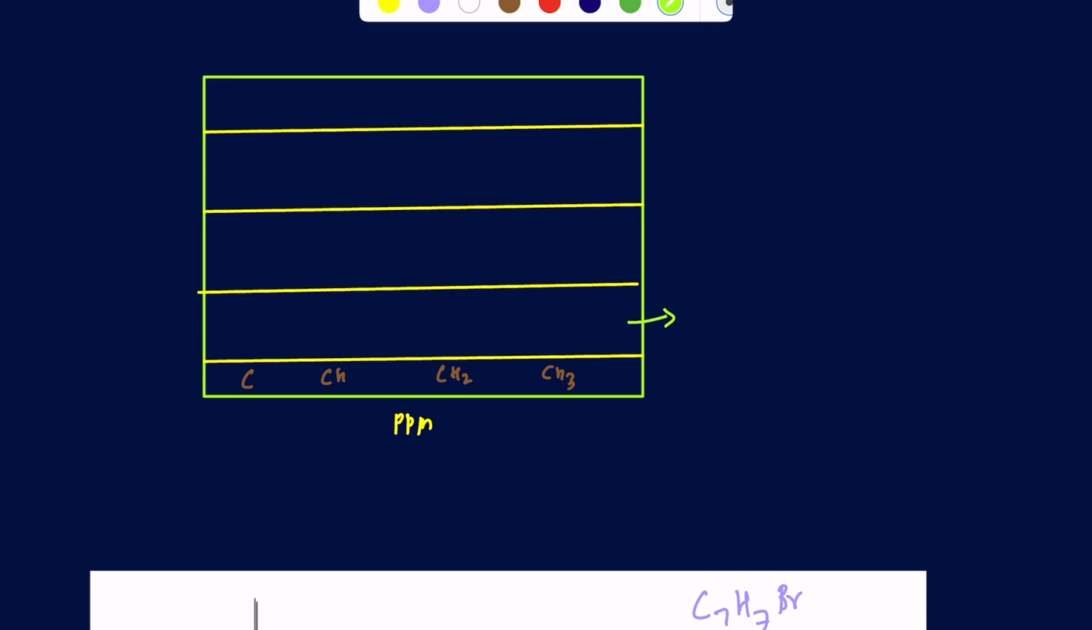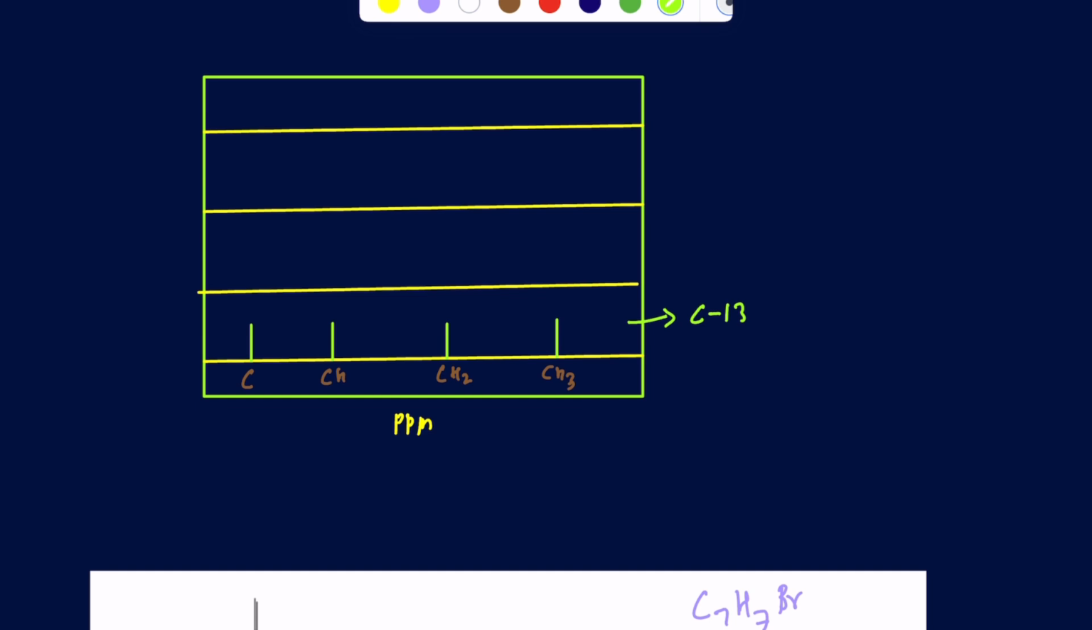a regular carbon-13 NMR is going to show all of them. So I should see a signal for a CH3 carbon, I should see a signal for a CH2 carbon, I should see a signal for a CH carbon, and I should see a signal for a C carbon. So you'll see all of them.